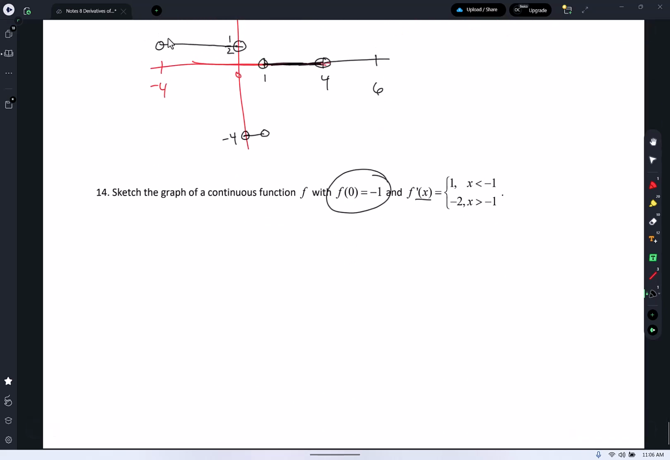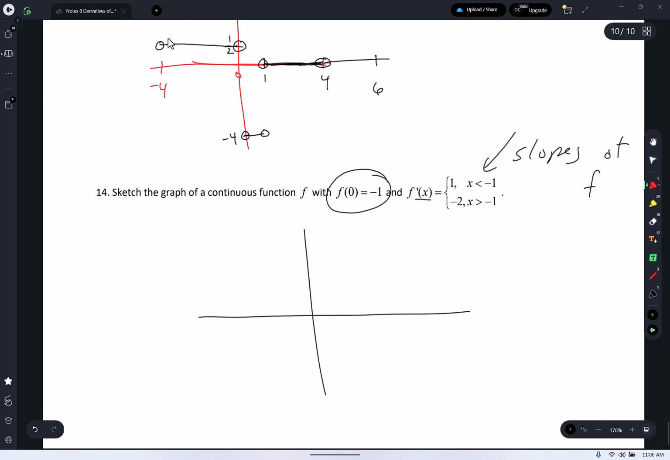All right, here we go. All right, guys, this is about as hard as it gets. These are slopes of f. Here's my grid. I'm going to plot the point 0, -1. So here's the point 0, -1. I see that for x less than -1, and -1's like over here somewhere, I'm going to put -1 and make this a dashed line. This is not a vertical asymptote. This is just for reference.